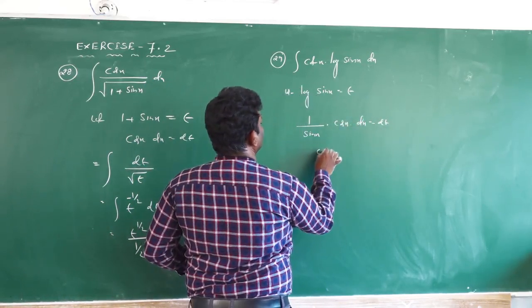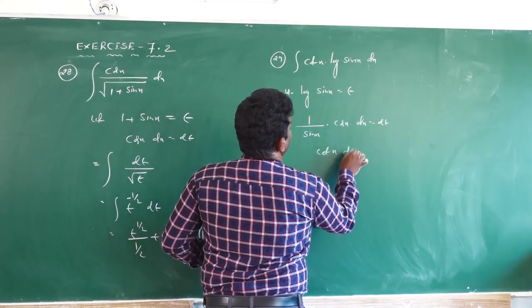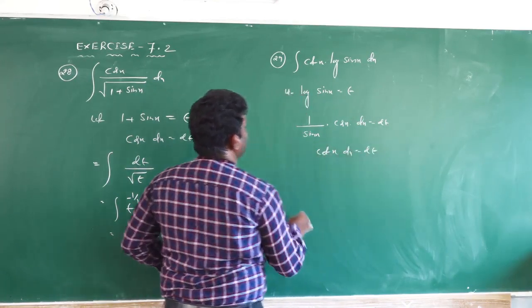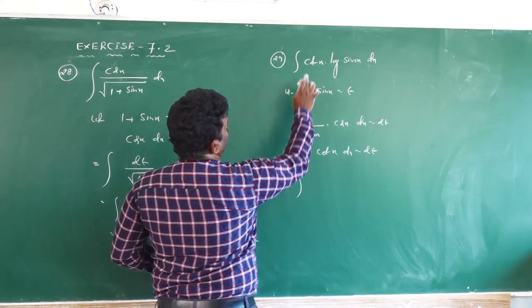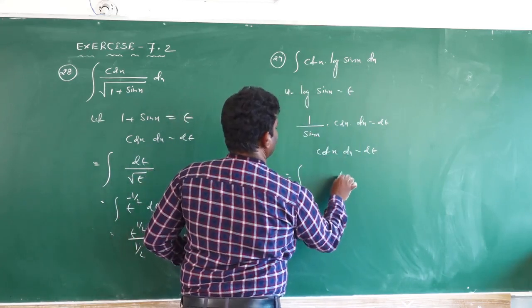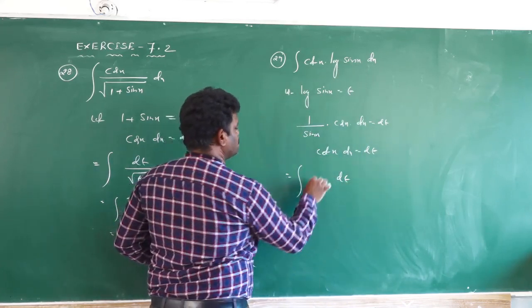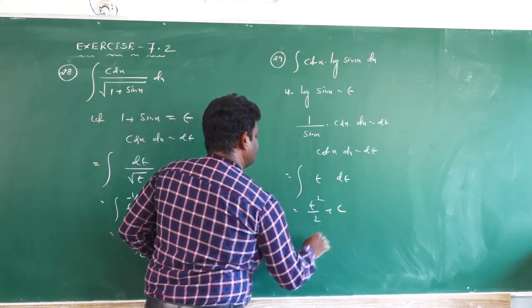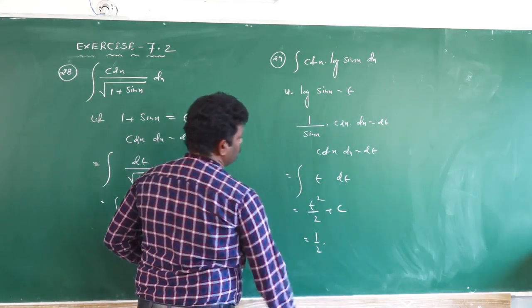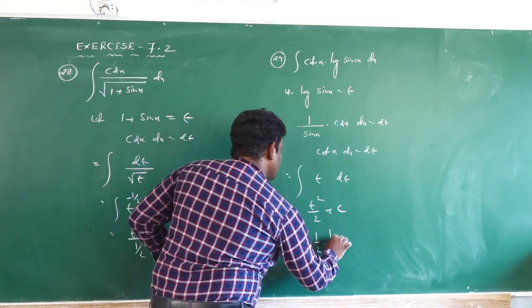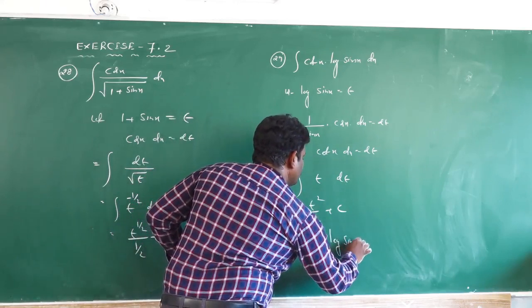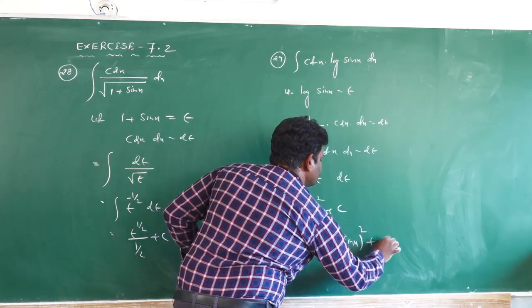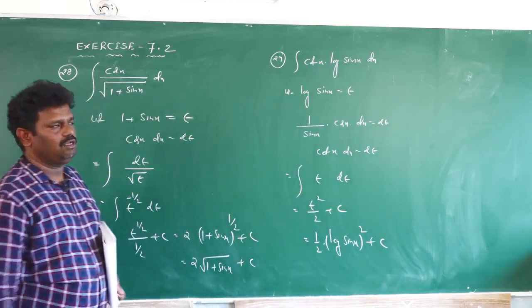Then finally, how much is this value? Cot x dx is equal to dt. That is equal to integral cot x dx is equal to dt value. Log sin x is equal to t. Then what we get here? T square by 2 plus c. That is equal to 1 by 2, t is equal to how much here? Log sin x whole square plus c.